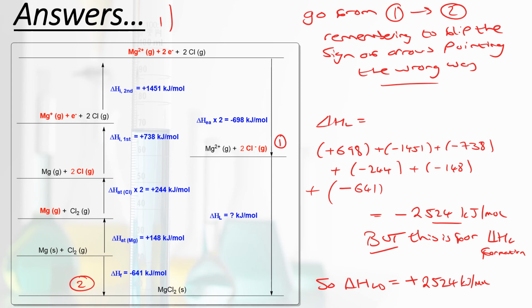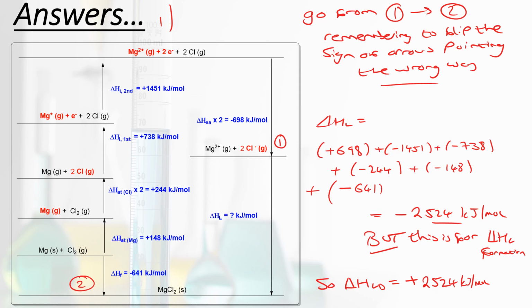I then have negative 1451, negative 738, negative 244, negative 148, because these are all arrows I'm going against, and then I'm going with the arrow for the formation, so it's still negative 641. And I simply, like Hess's law, just add all those individual enthalpy changes together. So it's plus 698 plus negative 1451 plus negative 738 plus negative 244 plus negative 148 plus negative 641. And then to do this, we end up with a value here of negative 2524.